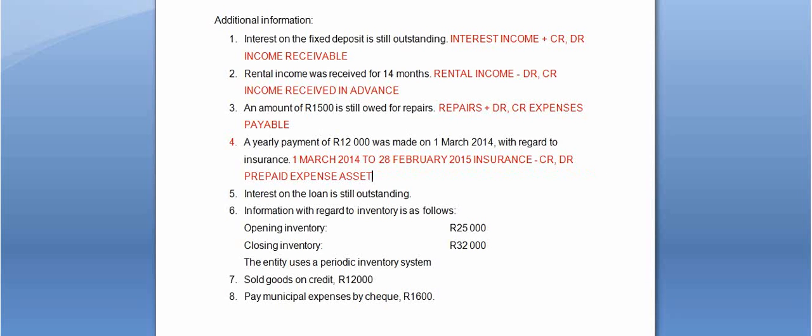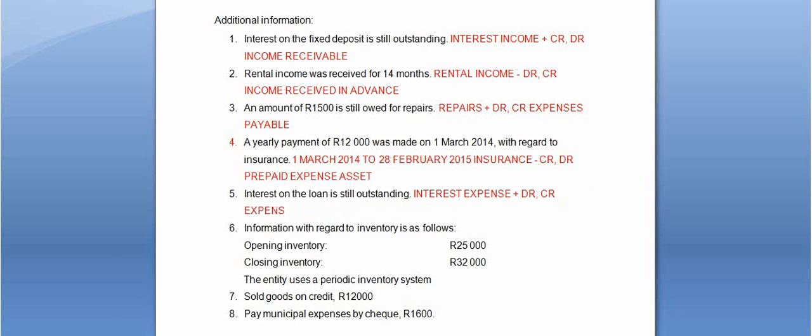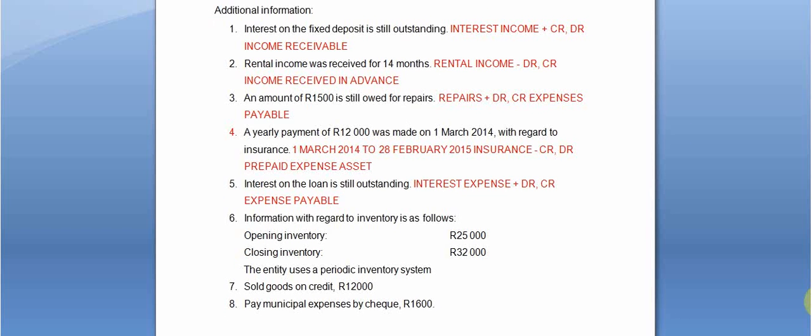Then interest on the loan is still outstanding. That means my interest expense account is too little. So I will increase the interest expense account. I will increase it via a debit entry. I will short a credit entry, and the credit entry will be my expenses payable, because this is an amount that I still owe to someone because they've made a loan to me.